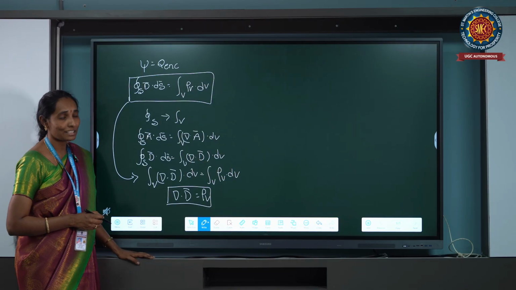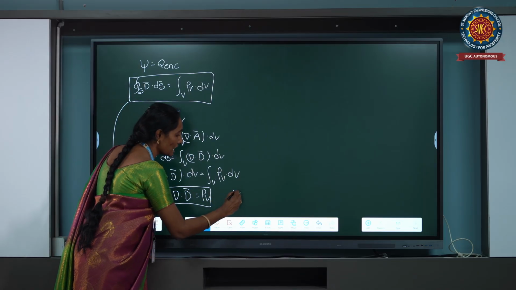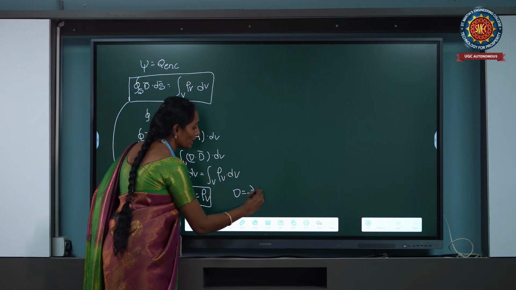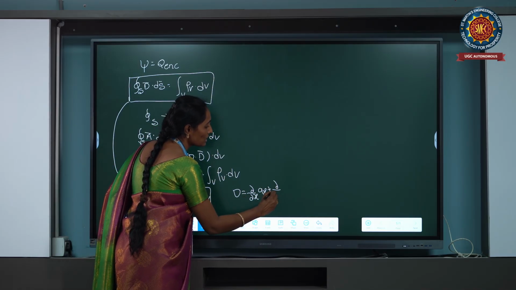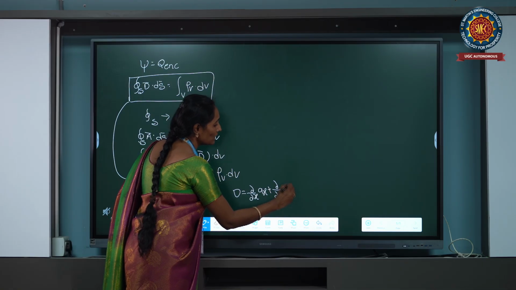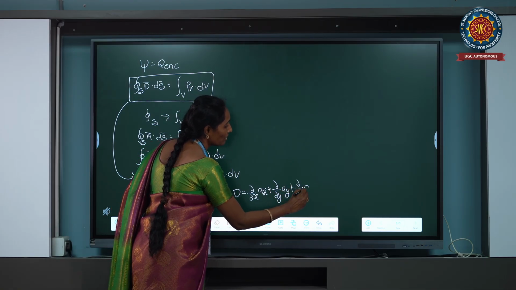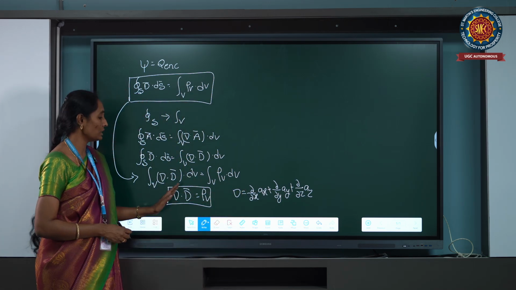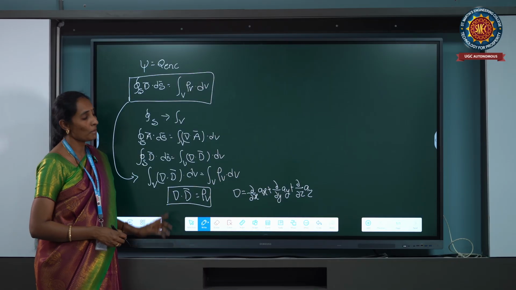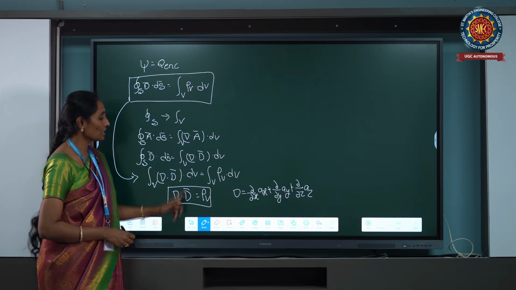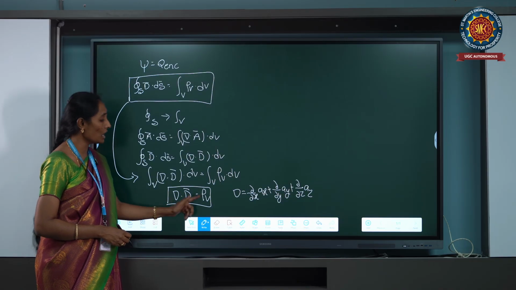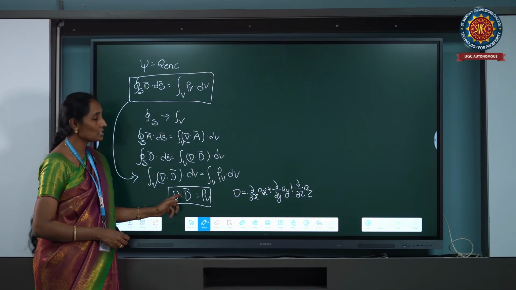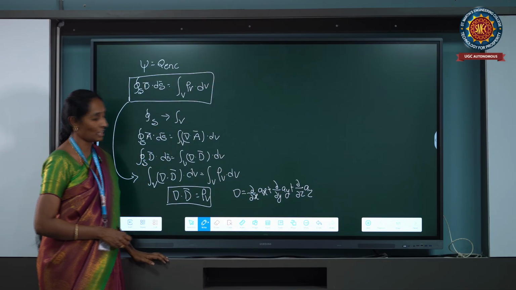Why is this called the differential form? Because del is nothing but the divergence operator. Del is represented as dou by dou x of ax plus dou by dou y of ay plus dou by dou z of az. So del is presented in the form of differentiation, and that's why this form is called the differential form or point form of Maxwell's first equation. So this is the integral form of Maxwell's first equation, and this is the differential form of Maxwell's equation.